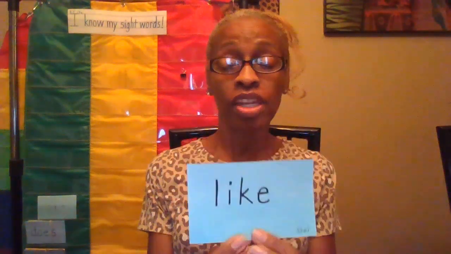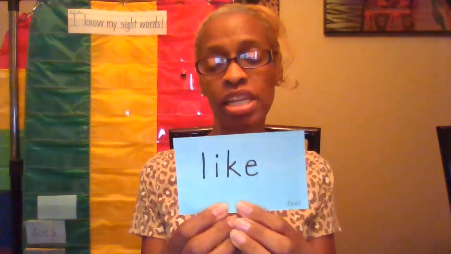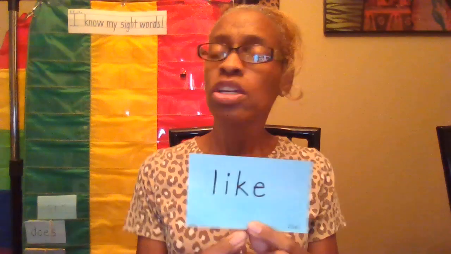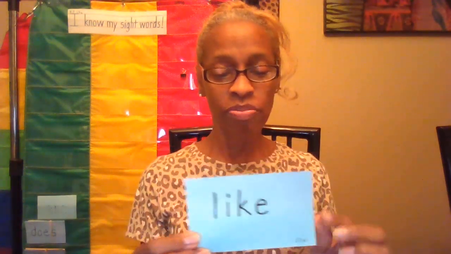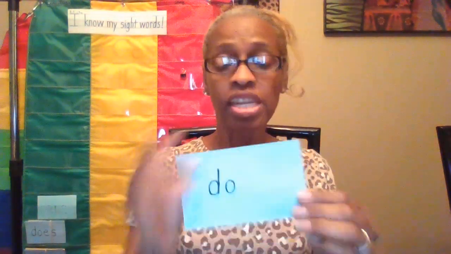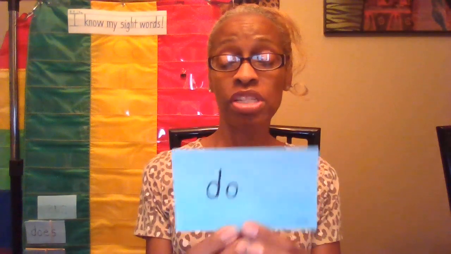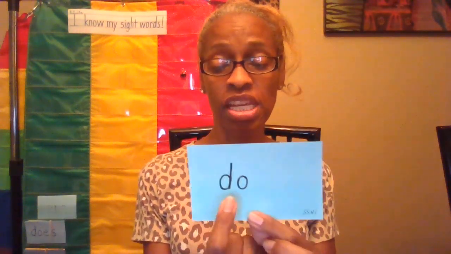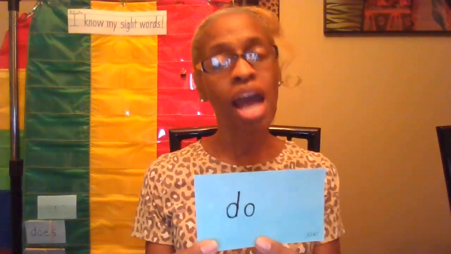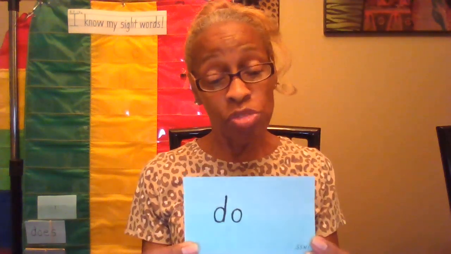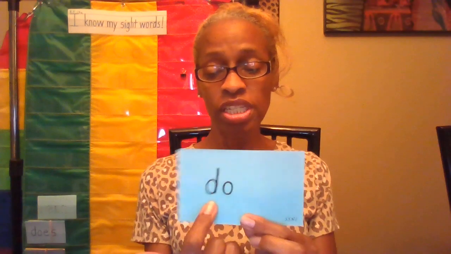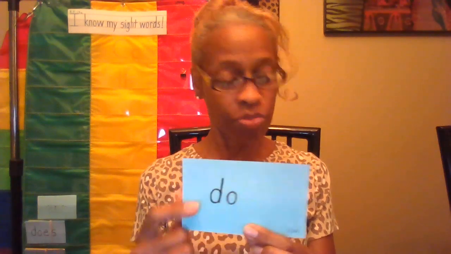Okay. The next sight word is like. Let's spell it. L-I-K-E. Like. Do you like pizza? I do. Like. Next sight word is do. D-O. I do like pizza, and I like ice cream too. Do. D-O. Do.